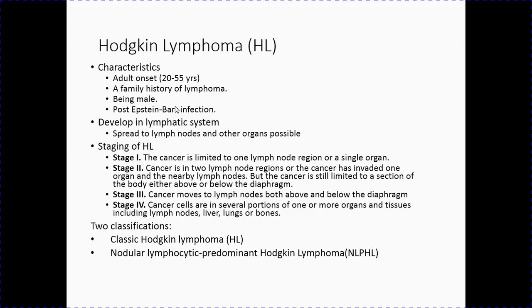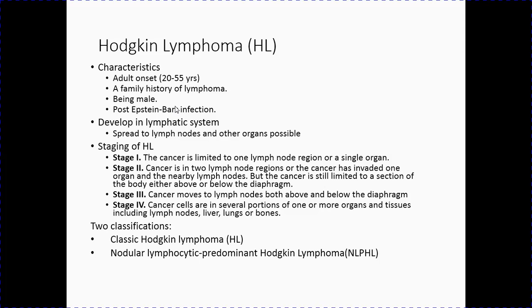But what stage 2 is, if all of the invasion is above or below the diaphragm, it's still staged as 2. When cancer moves into areas of the body both above and below the diaphragm, it's considered stage 3. And stage 4, cancer cells are in several portions of organs and tissues throughout the body: lymph nodes, liver, lungs, and bones.